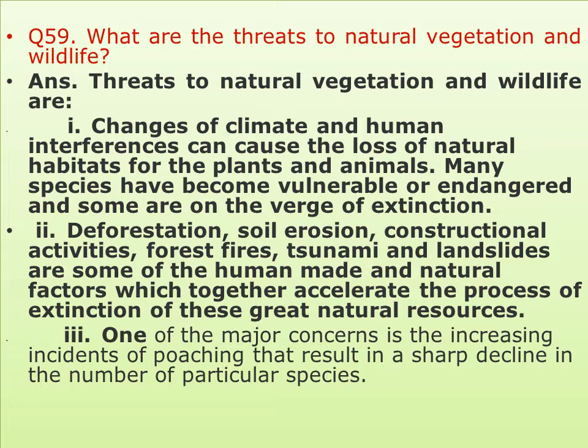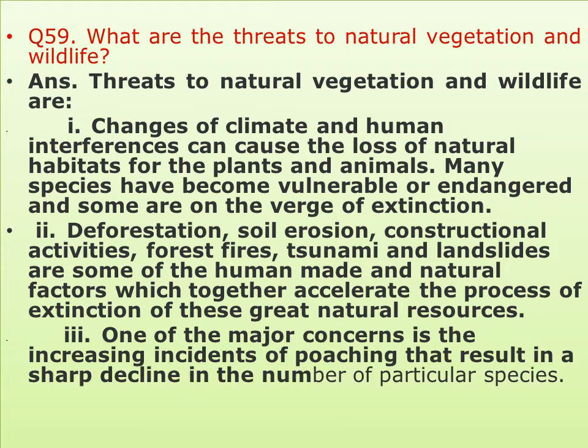Number three, one of the major concerns is the increasing incidence of poaching that results in a sharp decline in the number of particular species.